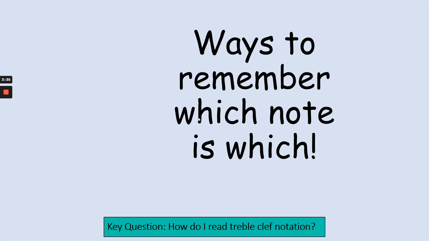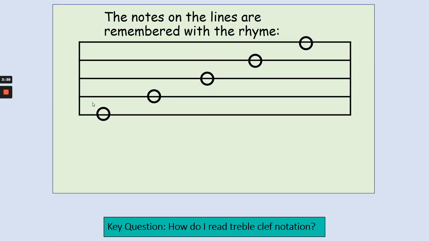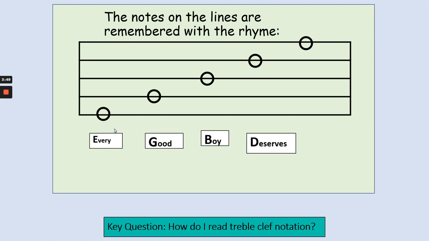Ways to remember which note is which. So if the note, the circle, has a line going through it, then we're going to use this rhyme. Every good boy deserves football, and each note takes the first letter of each word. So this note, the circle, is going through the bottom line, so that is every, and the note is E. This circle is on the second line up, so that is good, and the note is a G.